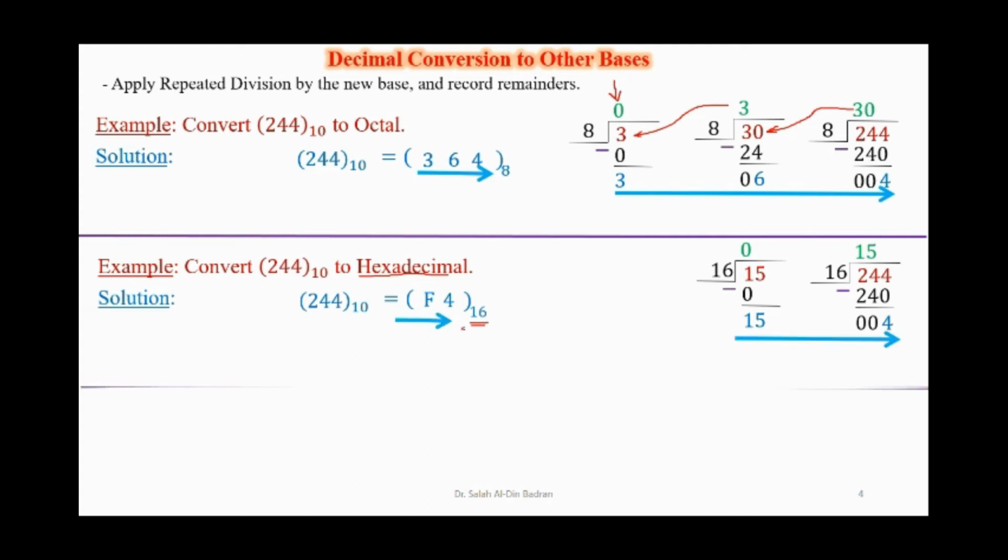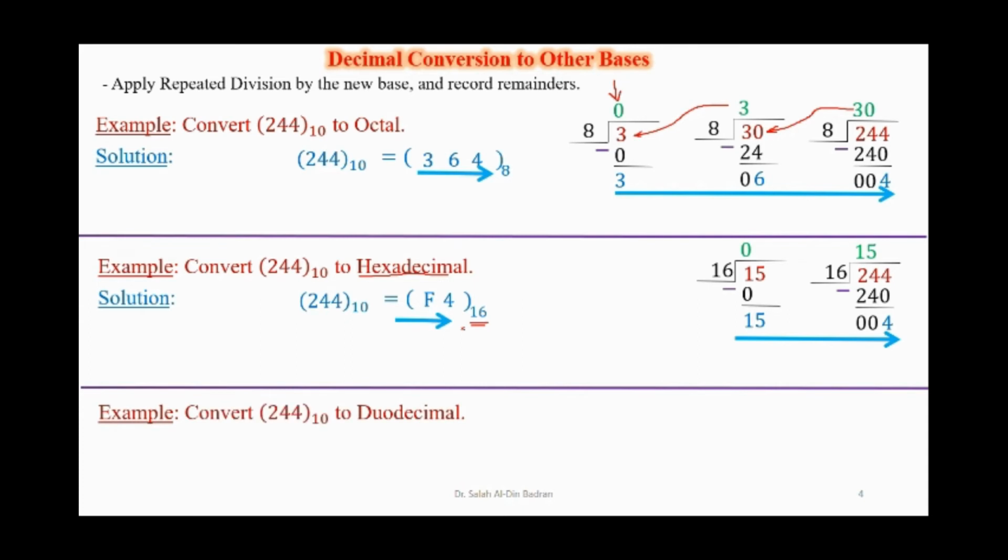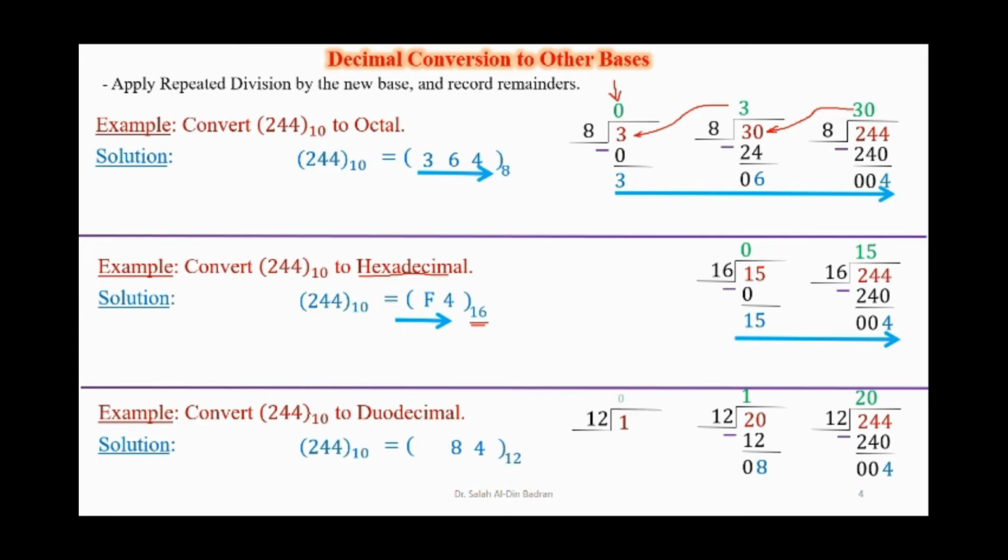The last example is about getting the number from 244. This is the result, and carry on until you reach your final result, which is 0, and stop at this point because this is 0.